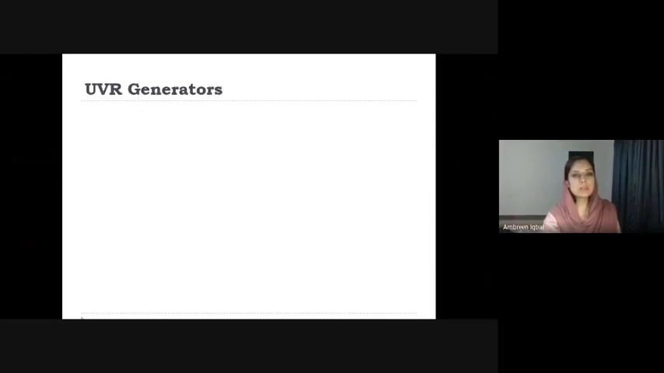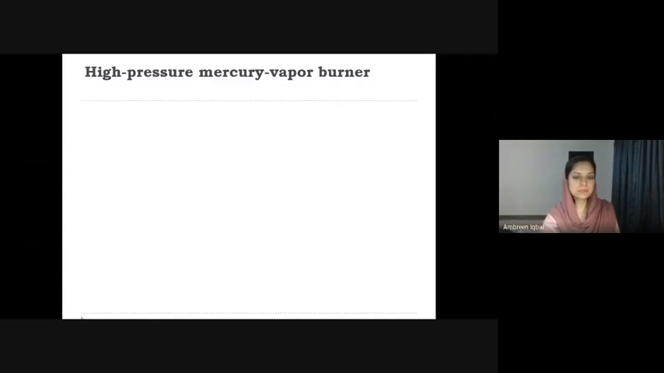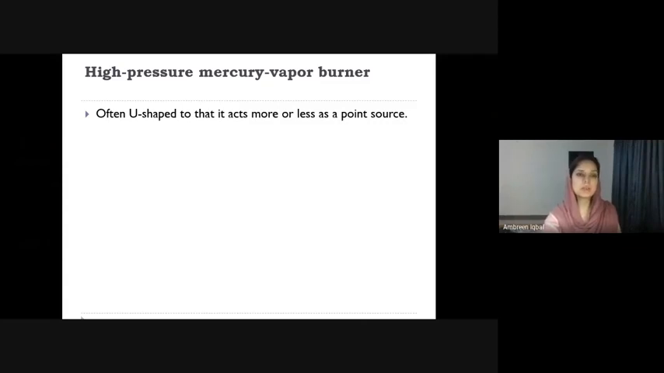So there are three main ultraviolet generators. One is the air cooled or high pressure mercury vapor burner. The second one is the high pressure mercury vapor lamp, but water cooled, also called the cryomer lamp. The third one is fluorescent tubes or fluorescent lamps. Now we are going to discuss in detail the construction of the high pressure mercury vapor burner. This is usually a U shape so that it acts more or less as a pointed source.